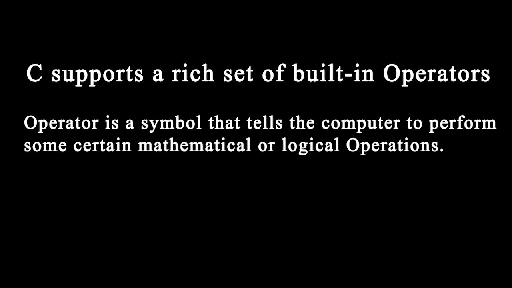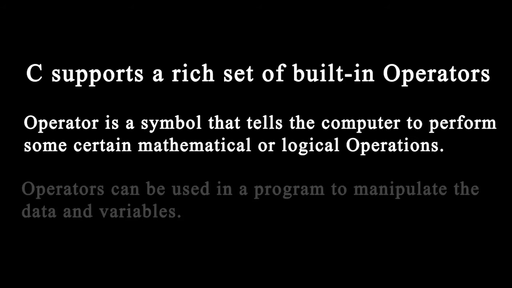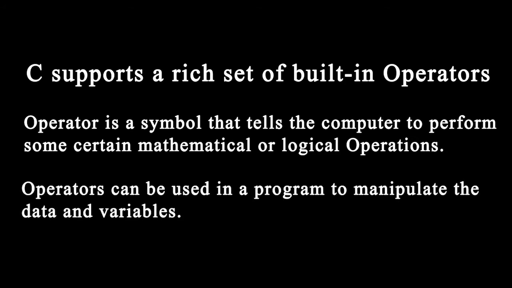Similarly, in C programming, C supports a rich set of built-in operations. So basically, an operator is a symbol that tells the computer to perform certain mathematical or logical operations. Operators can be used in a program to manipulate data and variables. Symbols like plus, minus, multiplication, division, all of these symbols are operators.